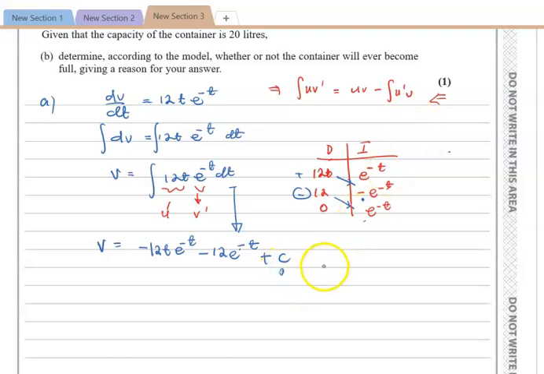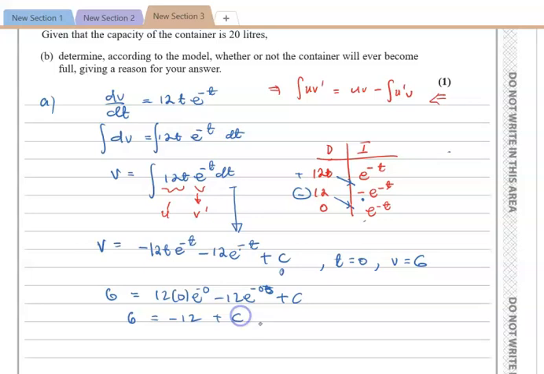To find C, we know that at t equals 0, initially, V equals 6. That's what they said in the question. So when you replace V with 6 and t with 0, the first term will be 0, it doesn't matter, minus 12 e to the power of 0, where t is 0 on top. Then plus C. You see that you have 6 equals negative 12 plus C. So your C is equal to 18.